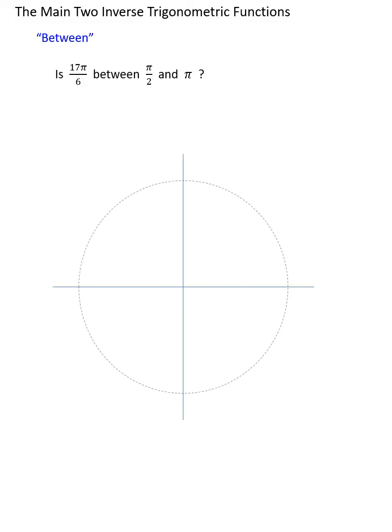Let's imagine what that looks like on the unit circle. Here's the unit circle. You'll recall a circle whose radius is 1, centered at the origin. And you'll recall that pi over 2 is an arc length that terminates right here. You'll also recall that pi terminates here. So now to answer the question, does 17 pi over 6 lie between them? Let's think about where 17 pi over 6 would be.